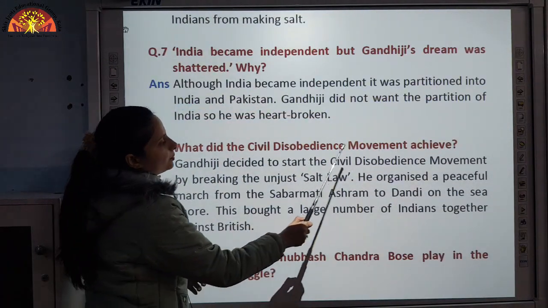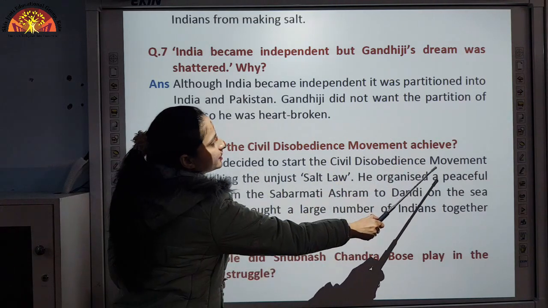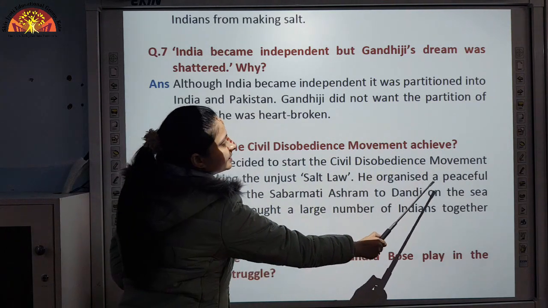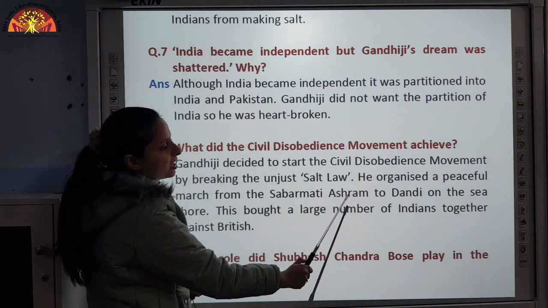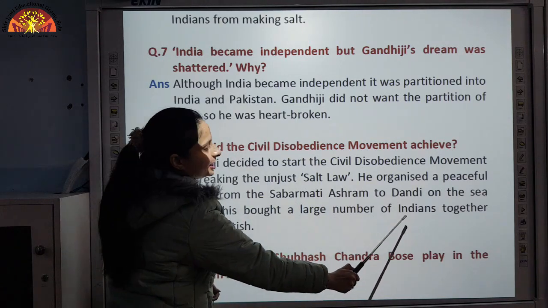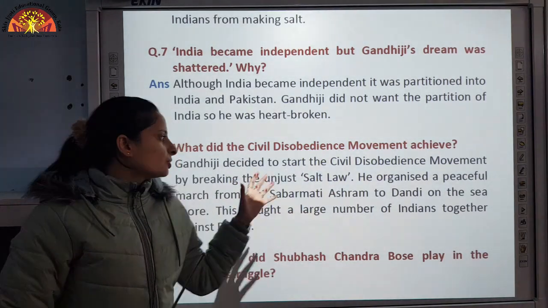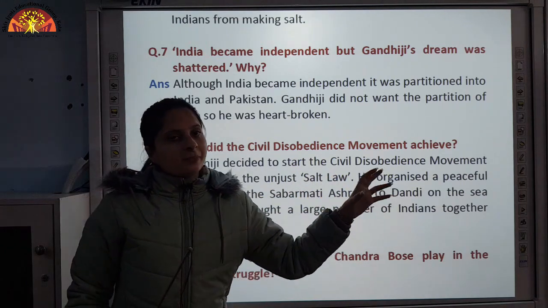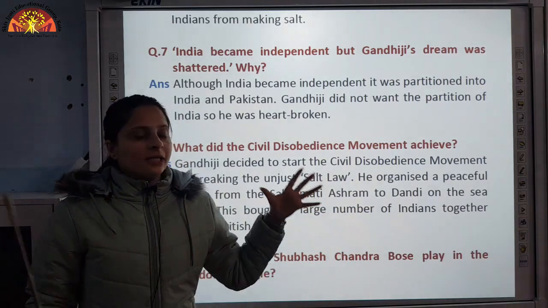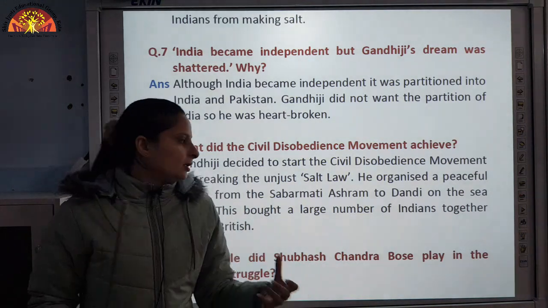What did the civil disobedience movement achieve? Gandhiji decided to start the civil disobedience movement by breaking the unjust salt law. He organized a peaceful march from the Sabarmati ashram to Dandi on the seashore. This brought a large number of Indians together against the British. Now, civil disobedience was started to break the salt law, wherein Gandhiji organized a peaceful march from Sabarmati ashram to Dandi on the seashore, where he was joined by a large number of people, and they started making salt.